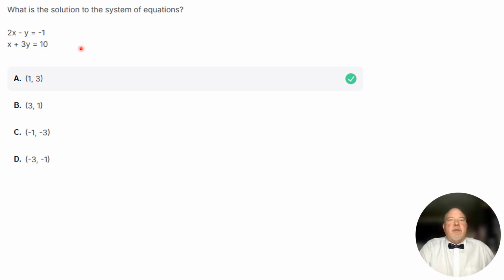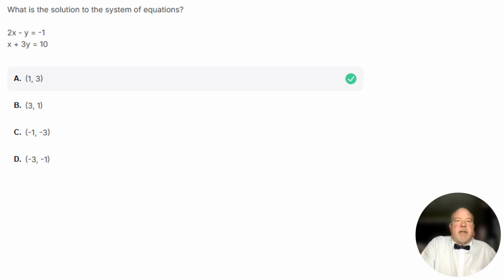Well, typically with substitution, you would have one of these equations be y equals something or x equals something. So you'd have an isolated variable. We don't have that here. So you probably don't want to use substitution. You could, but it's going to be more work. So the better method is to use elimination. In elimination, what I'm going to do is add or subtract these two equations and eliminate one of the variables.